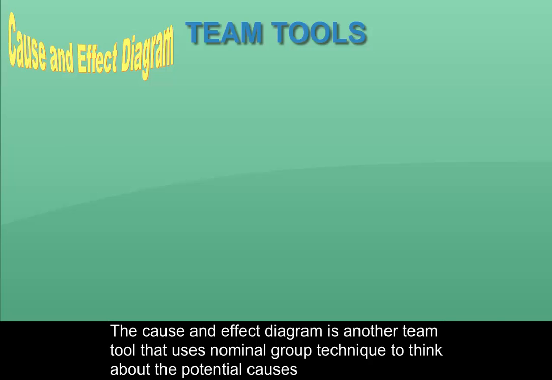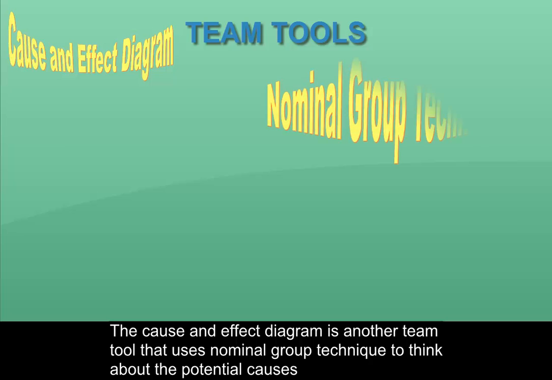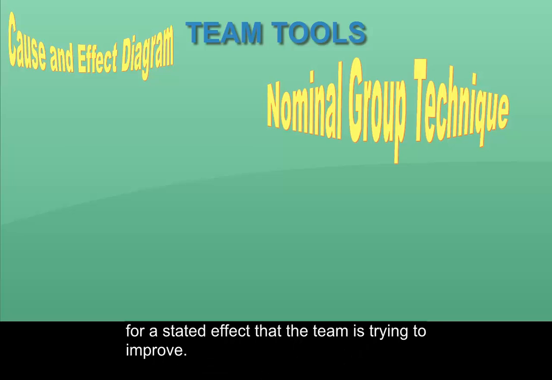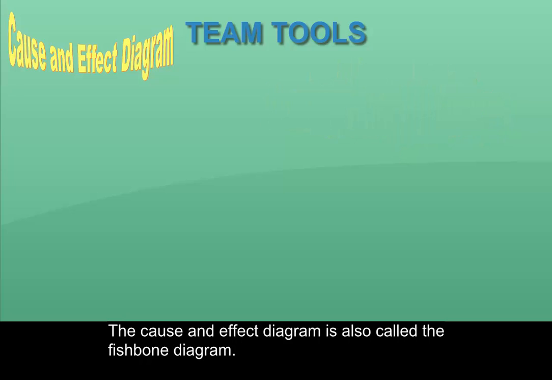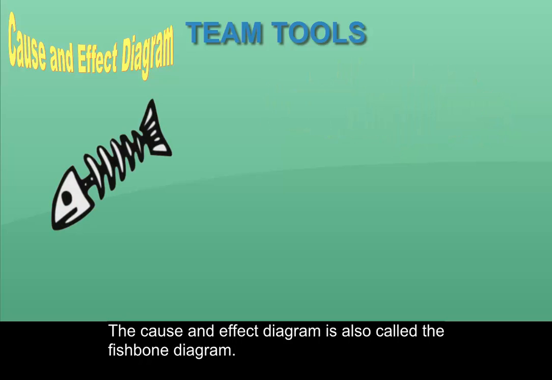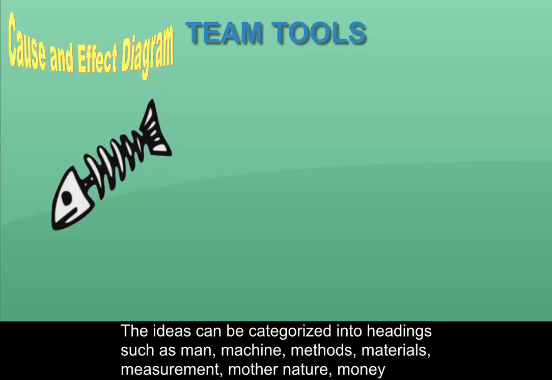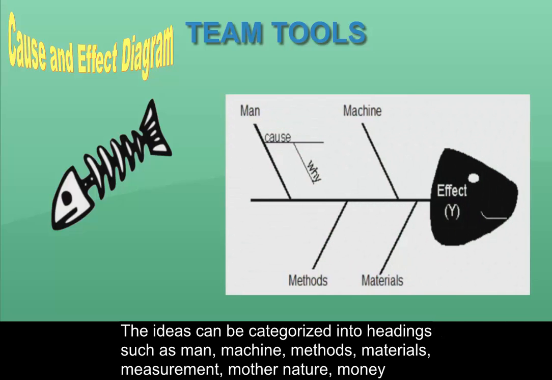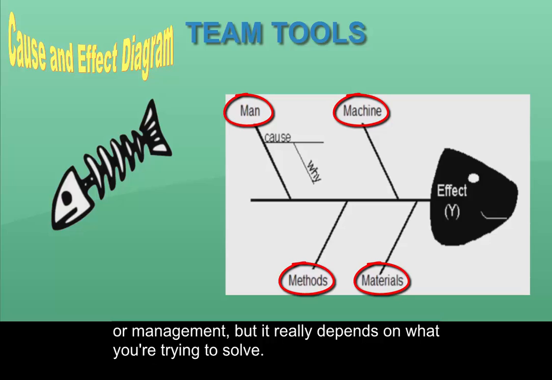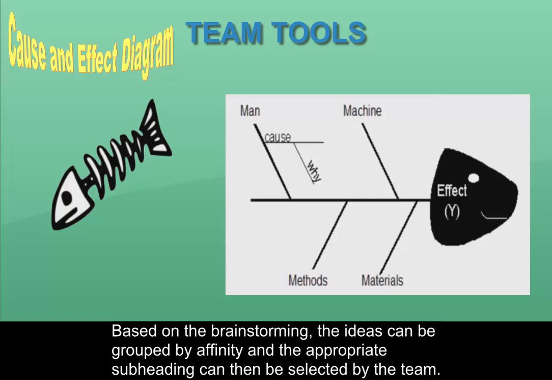The cause and effect diagram is another team tool that uses nominal group technique to think about the potential causes for a stated effect that the team is trying to improve. The cause and effect diagram is also called the fishbone diagram. The ideas can be categorized into headings such as man, machine, methods, materials, measurement, Mother Nature, money, or management, but it really depends on what you're trying to solve. Based on the brainstorming, the ideas can be grouped by affinity, and the appropriate subheading can then be selected by the team.